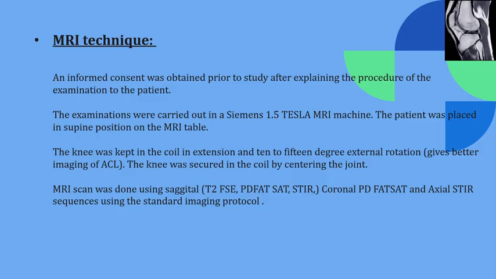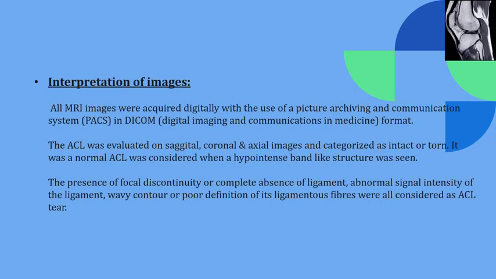The MRI scan was done using sagittal T2 fat sat images, proton density fat sat images, STIR images, coronal proton density fat sat images, and axial STIR sequences using the standard imaging protocol. The interpretation of images was done on images acquired digitally with the use of a picture archiving and communication system in DICOM format. The ACL was evaluated on sagittal, coronal, and axial images and categorized as intact or torn.